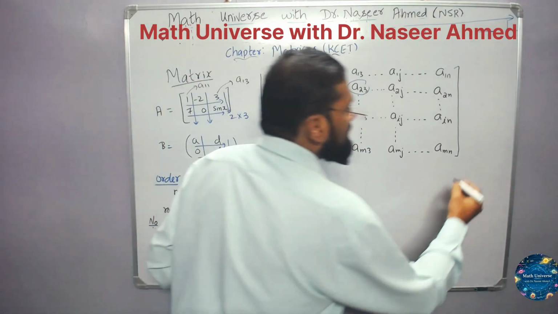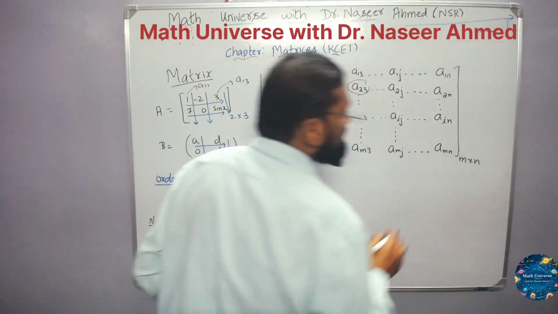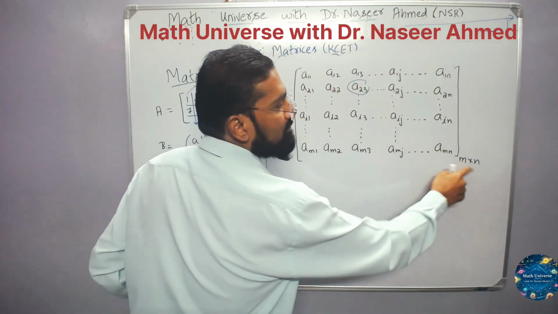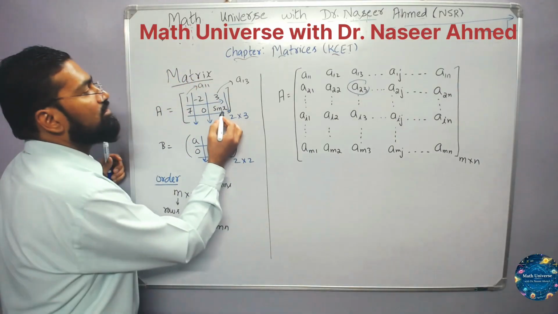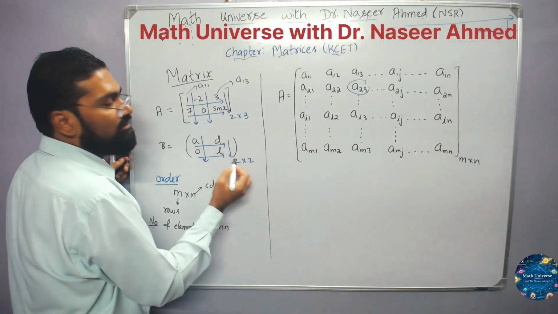So anyway, this will be the order m by n. The order is given by the number of rows, m, and here n columns. So you can see here the location of this is what? Second row, third column, 2, 3. This is second row, second column.